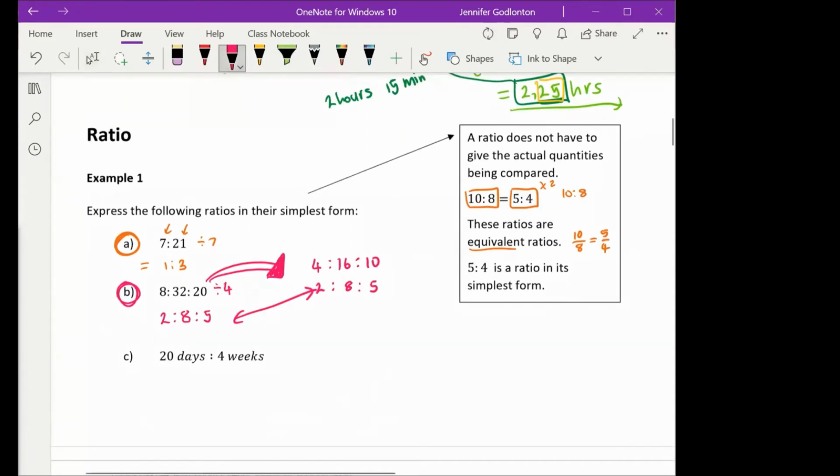Okay. When we look at a question like C, C gets sneaky because we're not actually allowed to compare ratios that are not dealing with the same units. They need to be the same unit. And so in this case, we would want to make everything days. So we've got 20 days. And how many days would there be in 4 weeks?